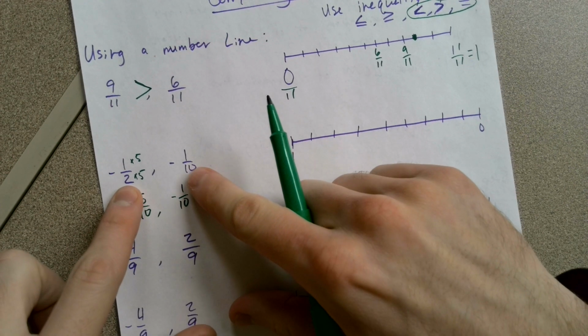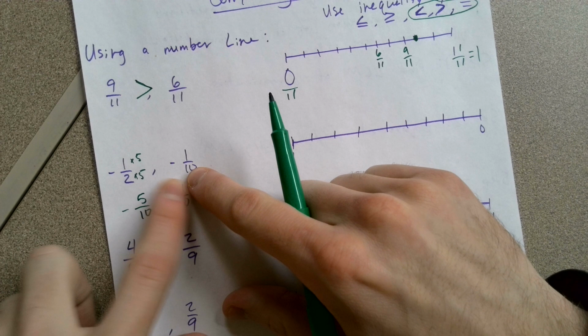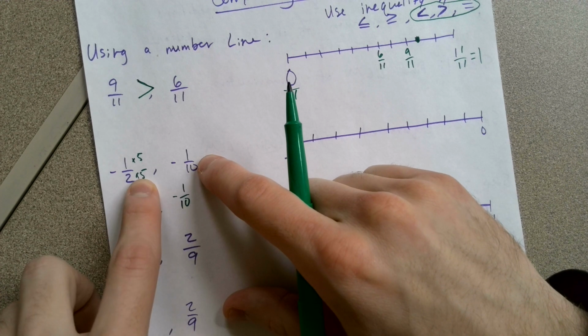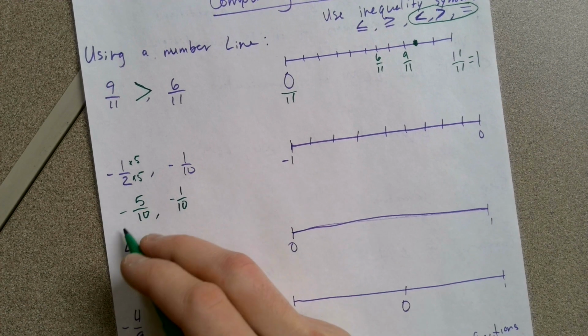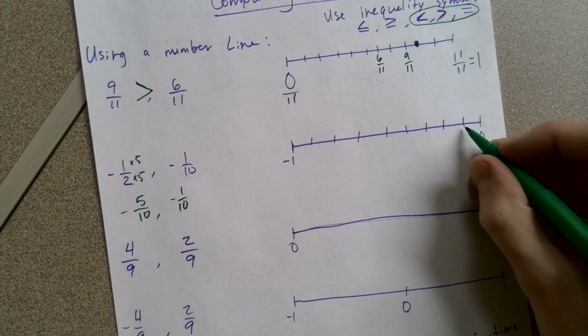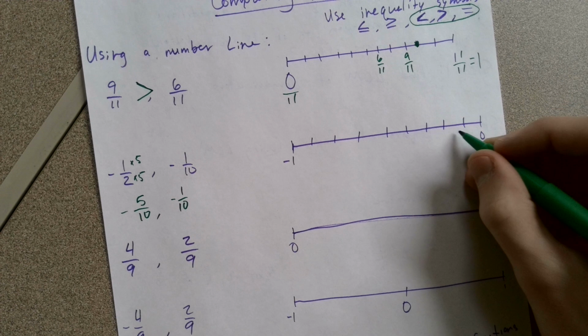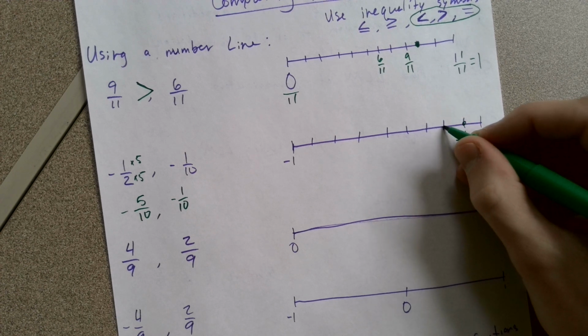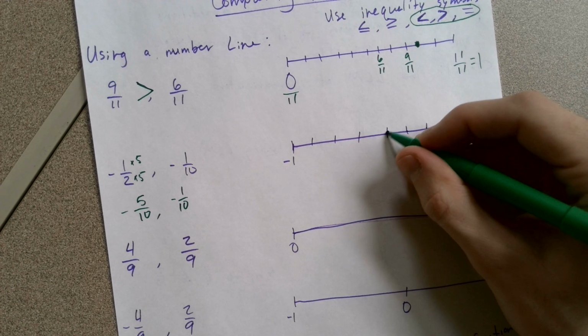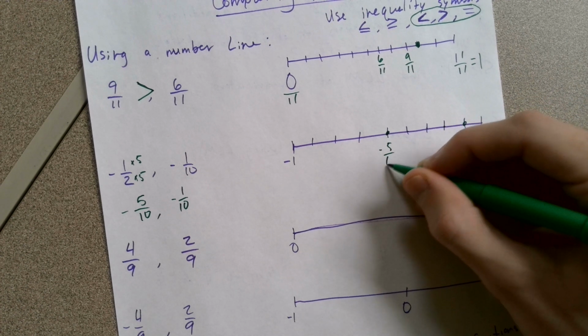So I noticed that these would be similar. I wanted to make those the same. I knew in order to get this to 10, I multiplied each by 5. All right, now I'm going to jot these on here. We have -1/10 right here. I went back 1, -1/10, -2, -3, -4, -5, -5/10 right here.